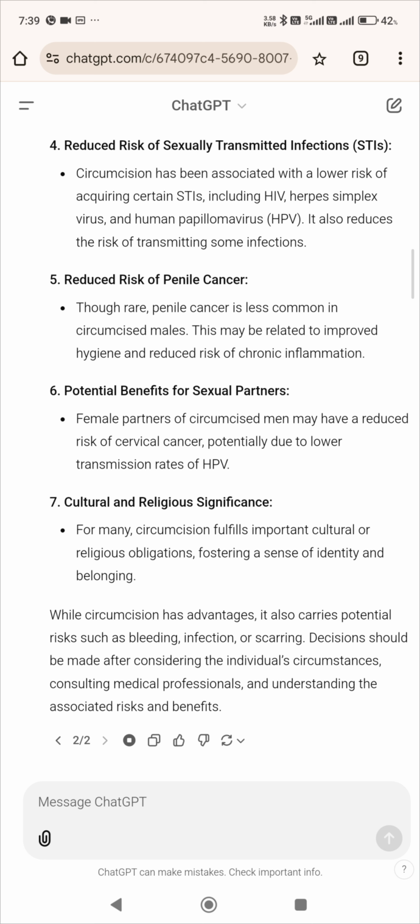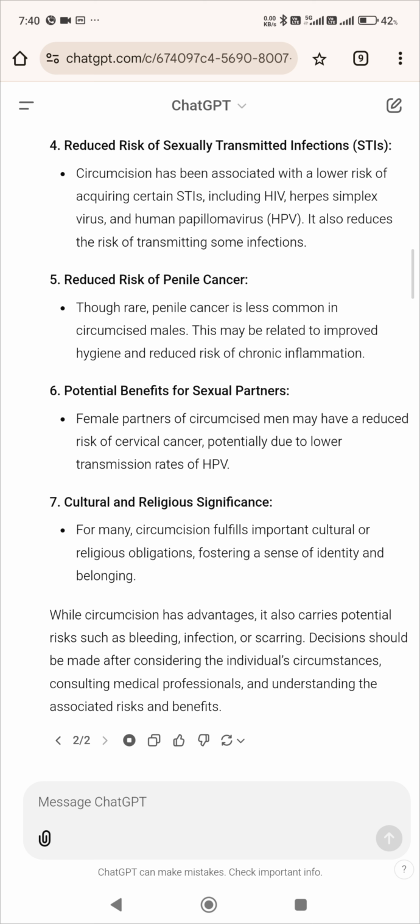6. Potential benefits for sexual partners. Female partners of circumcised men may have a reduced risk of cervical cancer, potentially due to lower transmission rates of HPV. 7. Cultural and religious significance. For many, circumcision fulfills important cultural or religious obligations, fostering a sense of identity and belonging.